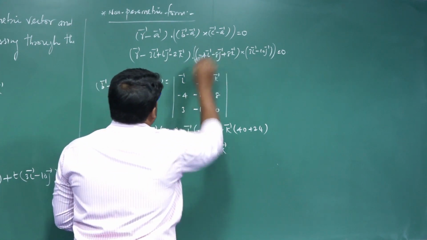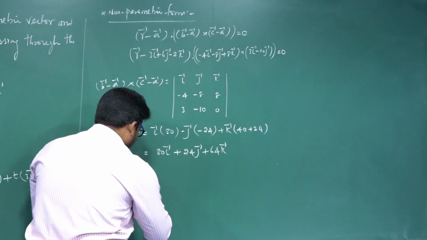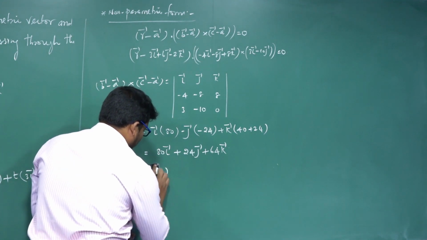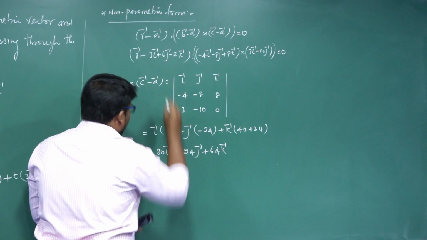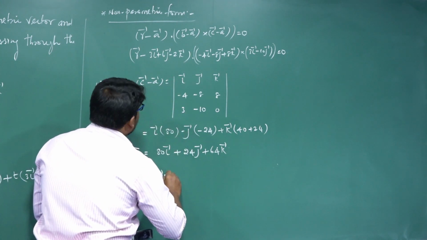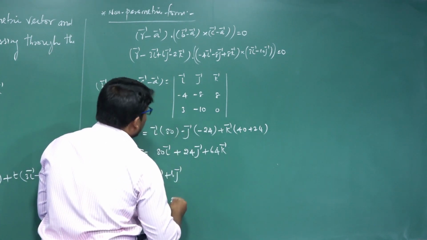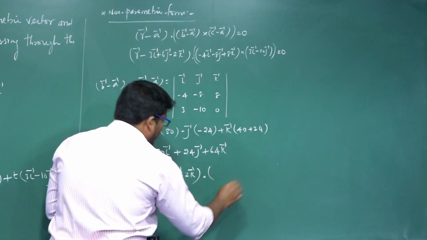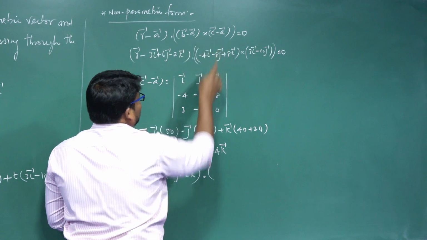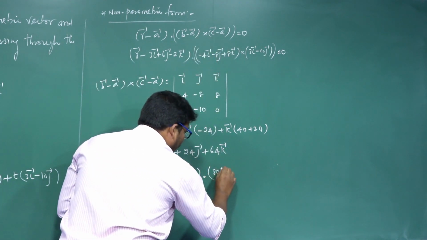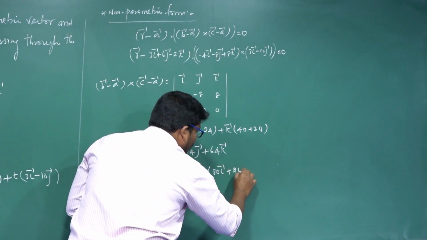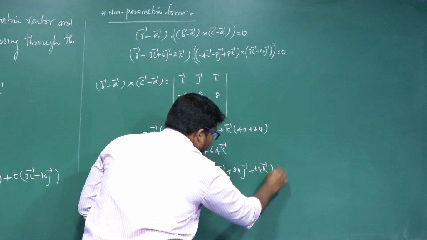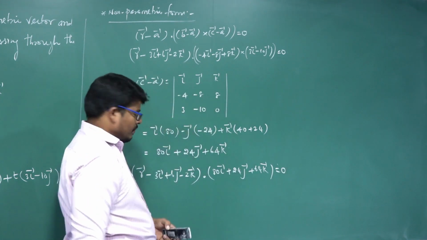Now substituting this in the non-parametric form: r vector minus a vector, where a vector is 3i vector plus 6j vector minus 2k vector, dot b minus a cross c minus a, which is 80 i vector plus 24j vector plus 64k vector, equal to 0.